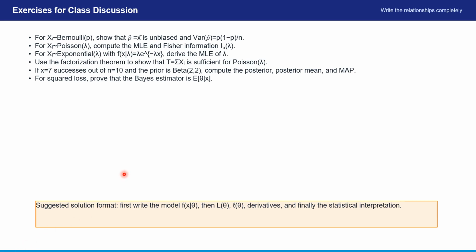Okay, these exercises help you practice the relationships from today's lecture. For the first exercise, suppose xi follows Bernoulli p. Show that p hat equals x bar is unbiased and var of p hat equals this term.